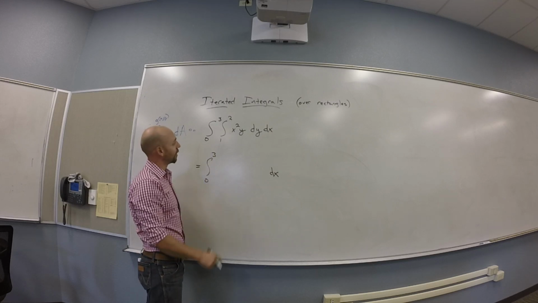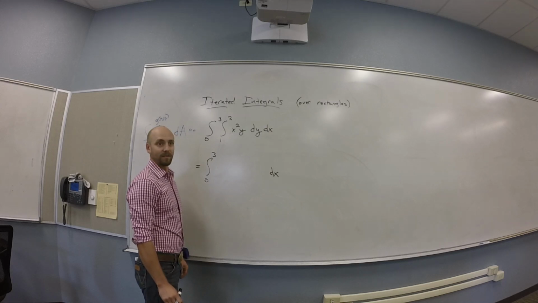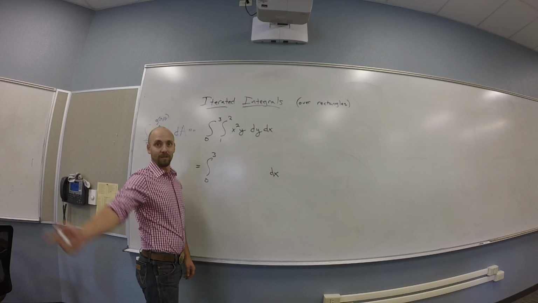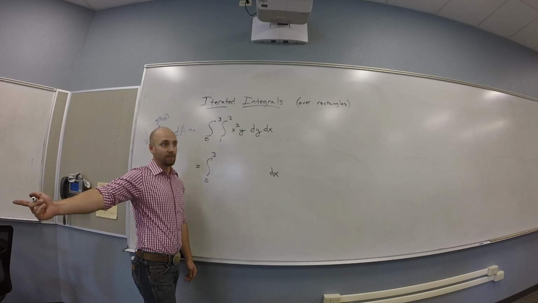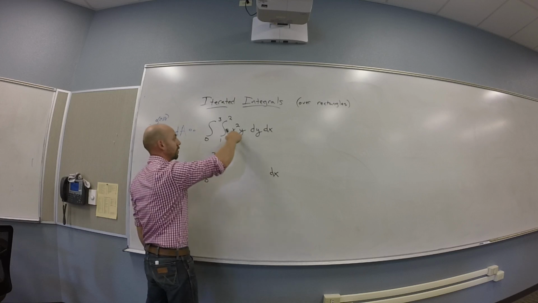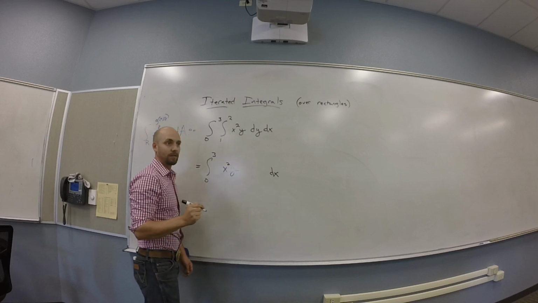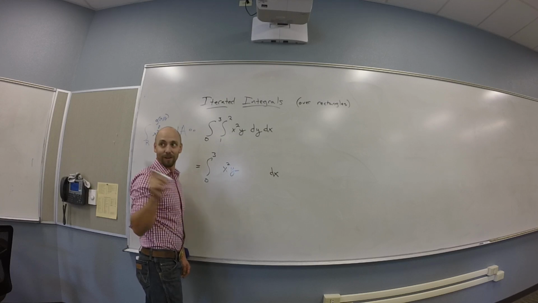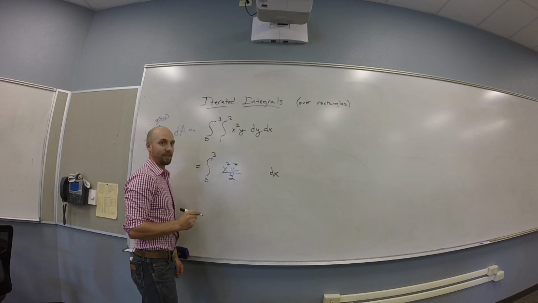So how do you integrate x squared y dy? x squared is a constant, and you're integrating with respect to y, on the interval of 1 to 2. So you have an x squared, and you should have a y squared over 2. You remember how to integrate?